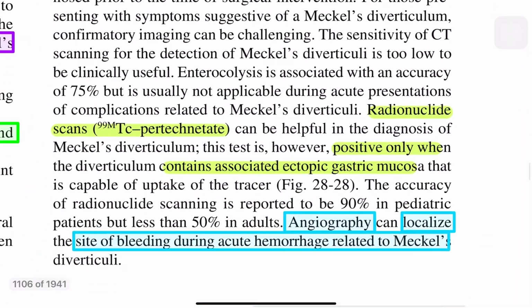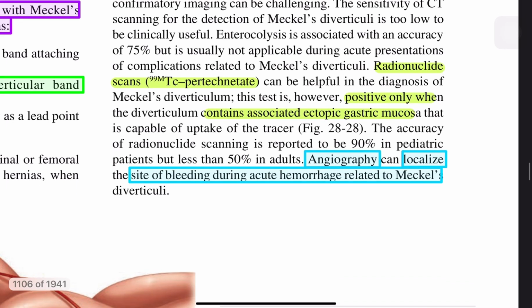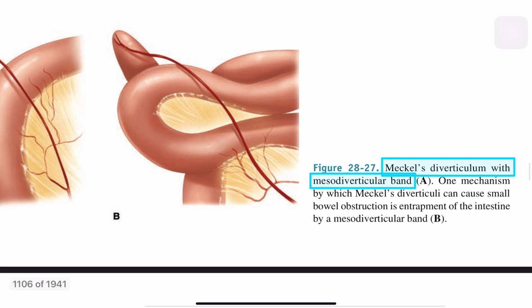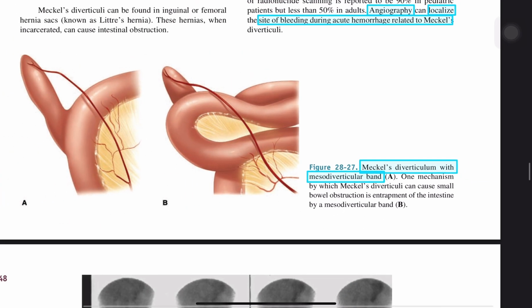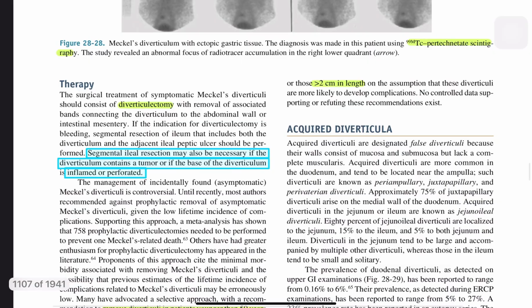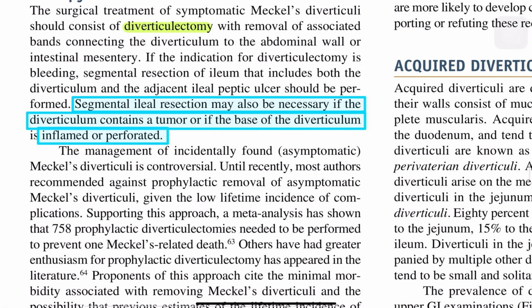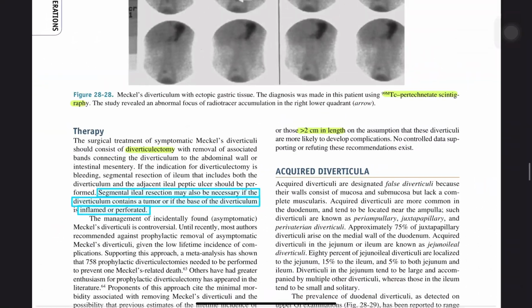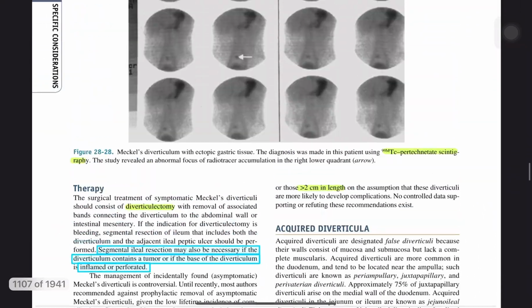If the patient is actively bleeding, you can go for angiography to locate the site. And in this picture they are showing the mesodiverticular band. This is the technetium scan. And then I told you, segmental ileal resection is also necessary when it contains a tumor or if the base of the diverticulum is inflamed or perforated. Okay. Thank you.